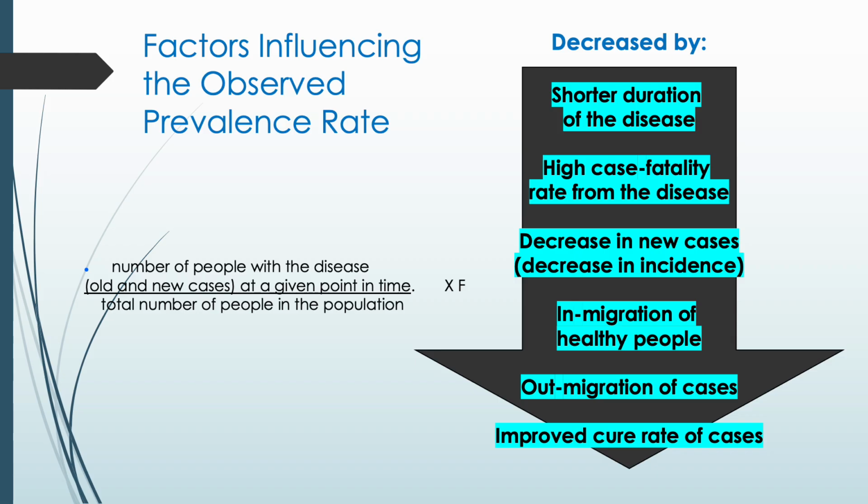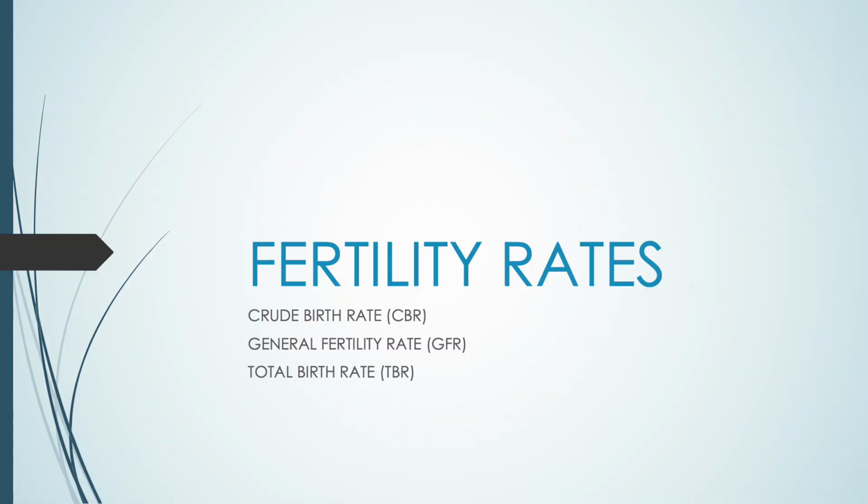In-migration of healthy people would increase the denominator. Therefore, our numerator will be divided by a bigger number, hence decreasing the prevalence rate. Out-migration of cases would decrease both old and new cases. And improved cure rate of cases would decrease old cases. For the fertility rates, we have the crude birth rate, general fertility rate, and the total birth rate.